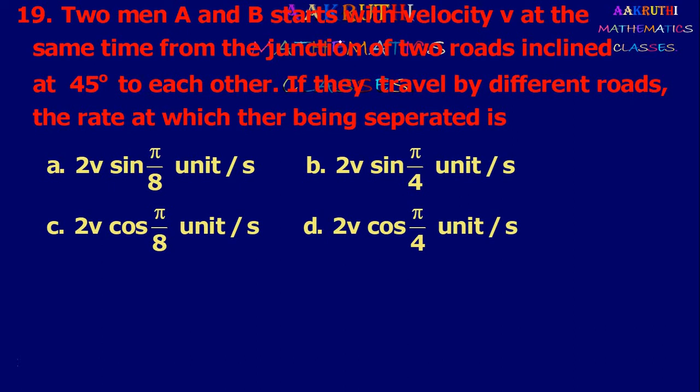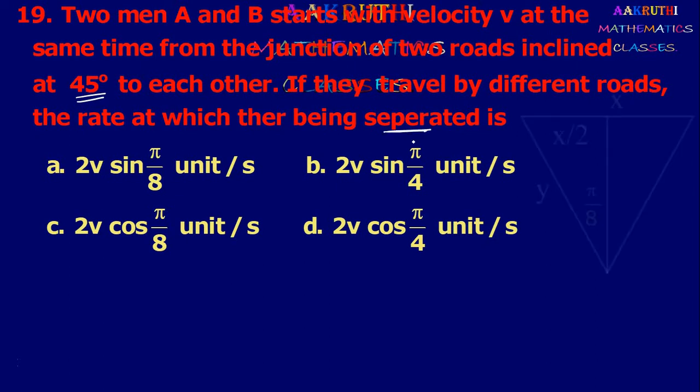Two men A and B start with velocity v at the same time from the junction of two roads inclined at 45 degree to each other. If they travel by different roads, the rate at which they are being separated is. So here two men A and B start with the same velocity v from one point into different roads which are inclined at an angle 45 degree. So we have to find the rate of change of their being separated.